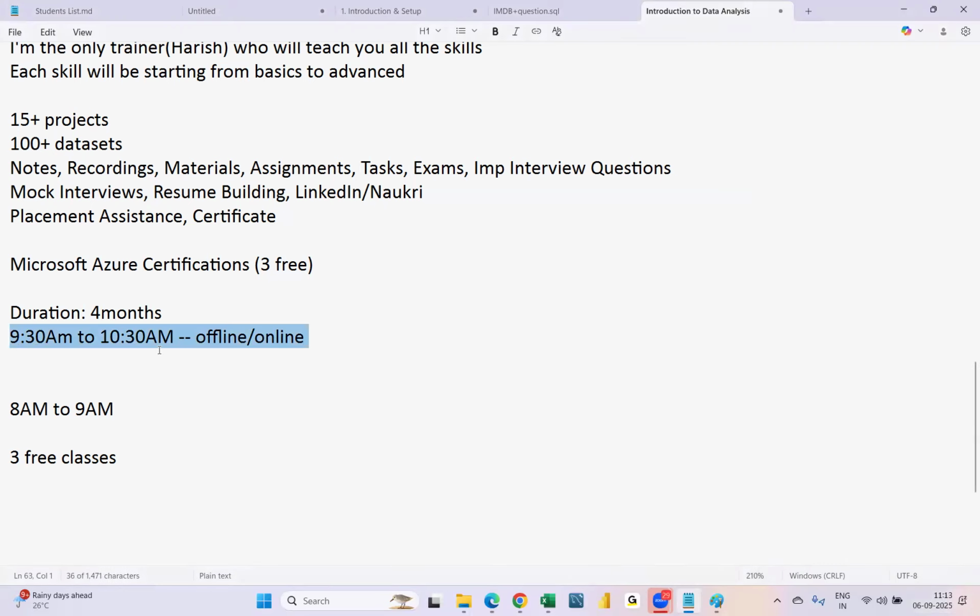You can attend both offline as well as online. If anybody is available in Hyderabad, please come for offline classes. That will definitely help you a lot also. If it is not possible, no problem, you can attend online. Okay, so that's it from my side.